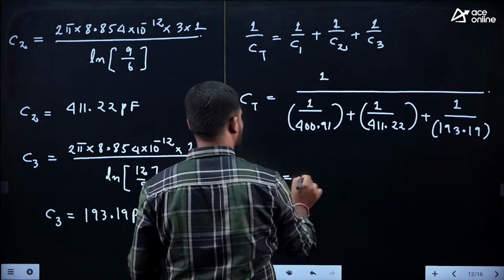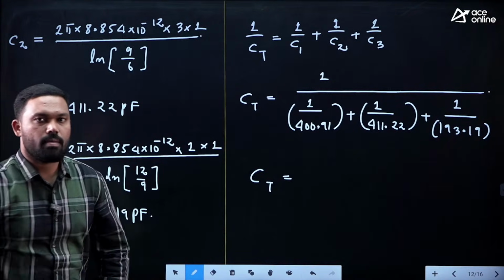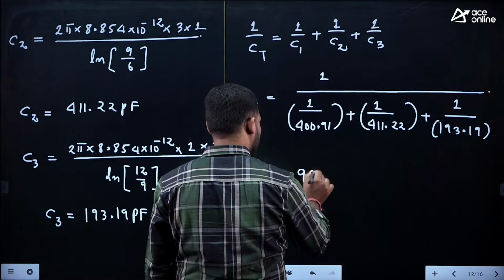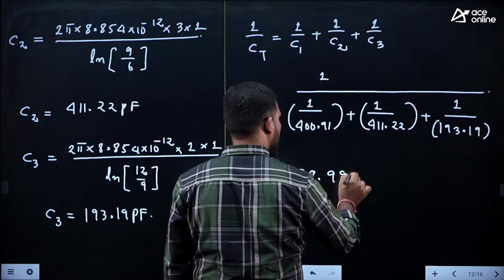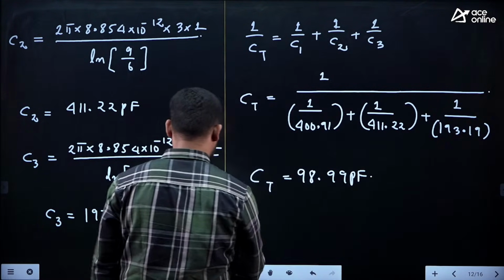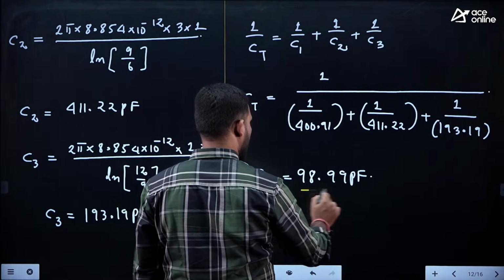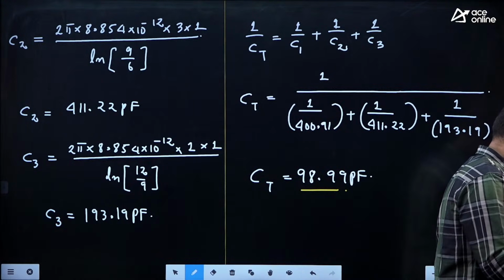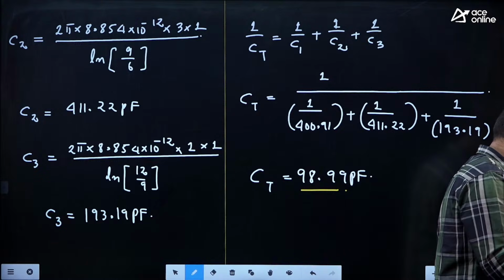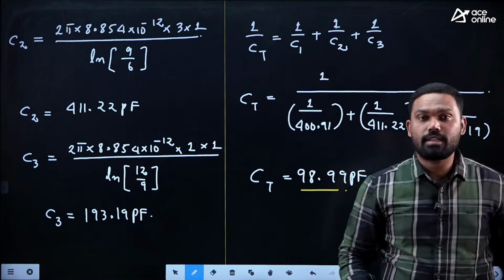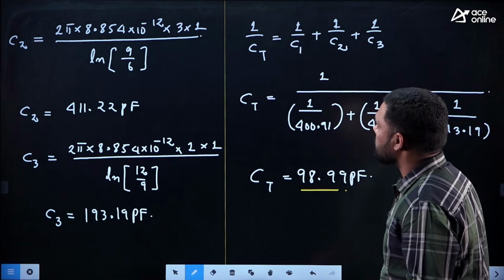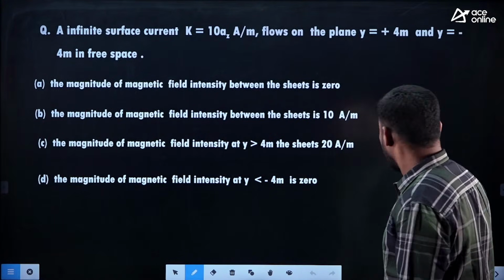So check out this one. I'll directly give the value. Okay, this algebra you can handle. So it is 98.99 picofarads. Okay, guys, nowadays it is very popular. There are more and more questions on inductance calculations and capacitance calculations. Go through all the formulas. Done. Let us have one more question here.